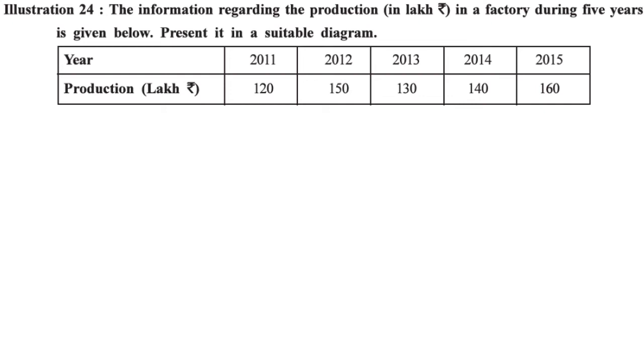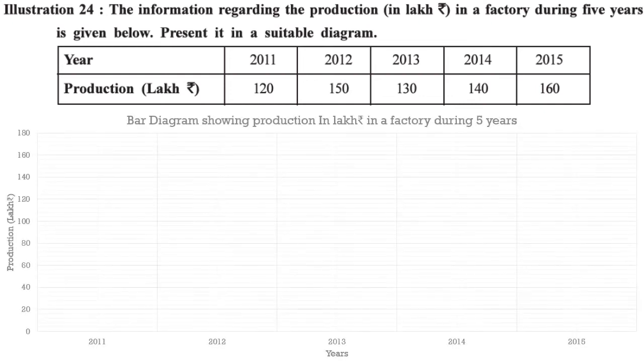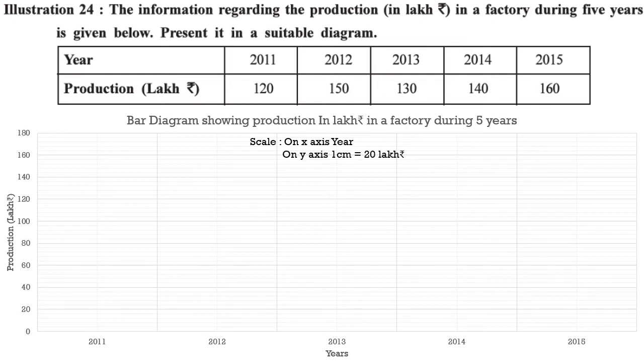Okay, so we will be preparing the base values first. On the x-axis, the years will be taken. On the y-axis, production in lakh rupees will be taken. Now here I have taken values 20, 40, 60, 80, 100, 120, 140, 160 and 180 as the starting values. The scale here is: on x-axis, years are taken, and on y-axis 1 centimeter is equal to 20 lakh rupees, because production is in lakh rupees.